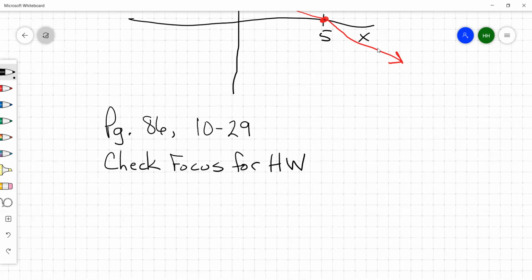If you weren't here yesterday and you need a handout, I got handouts right here. They're two-sided.